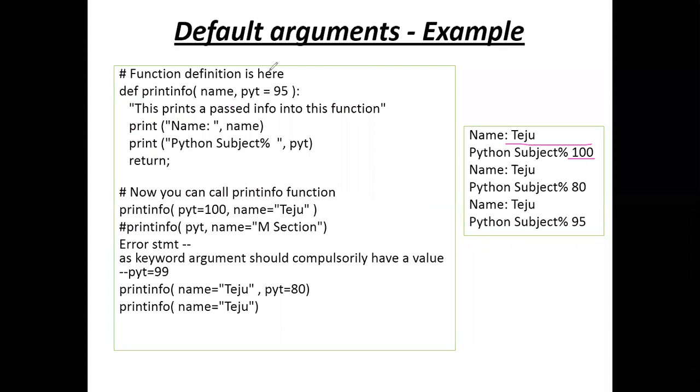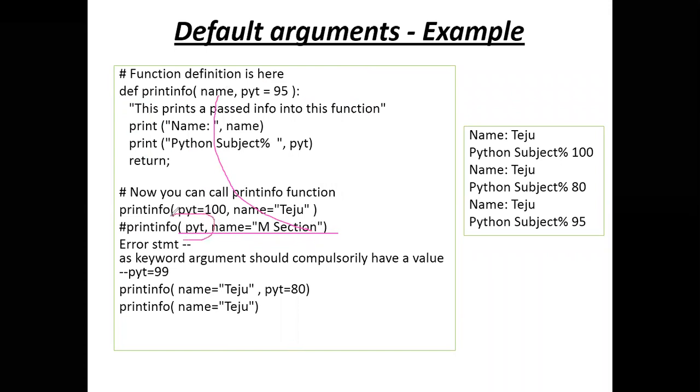Okay, so now you just see here. You are given pyt comma name equal to m section. Assume that you will have an error statement. This name will be passed to name. But what about this pyt? Why are you having a problem here, and you don't have a problem here? Can anyone tell me? Okay, you give me an answer later. I'll finish these two.